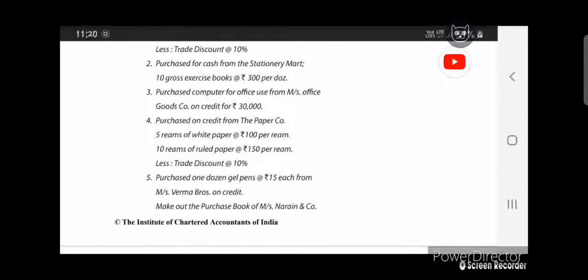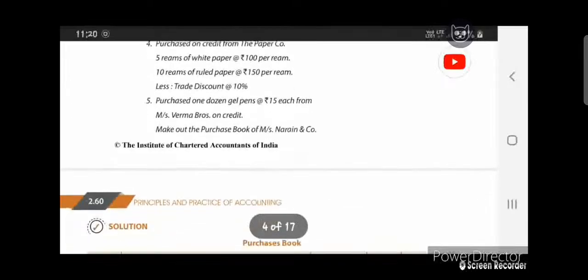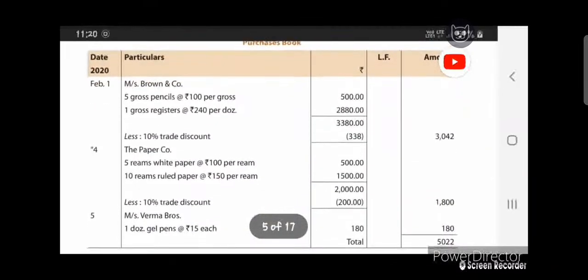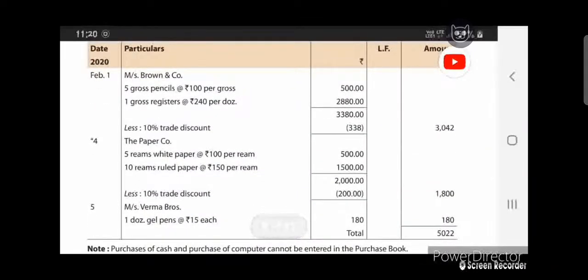The fifth one is purchase of one dozen gel pens at rupees 15 each from Mr. Verma Bros on credit. So we have to make out the purchase book of Mr. Narayan and Corporation. Whatever purchases they have done, we have to make their purchase book.